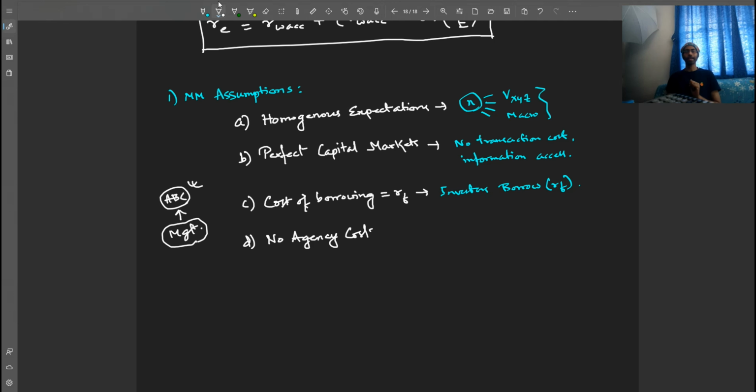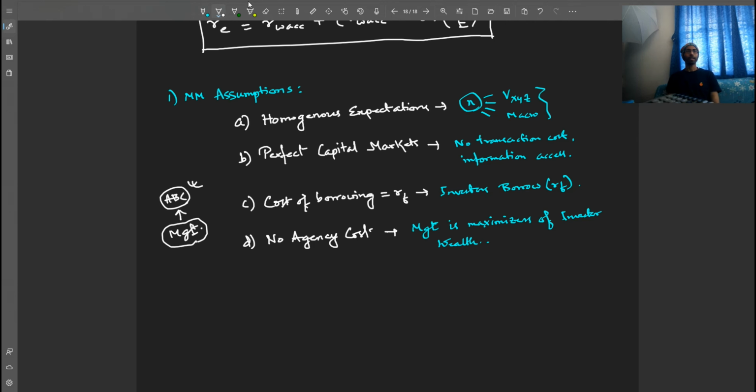So this is also a risk. If the management does not act in the investor's favor, then in the long term or in the short term, the investor will be in detriment. This is called agency risk or agency cost. Now, Miller and Modigliani assume that there are no agency costs, which means the management is ethical and works to maximize the investor's wealth. So no agency cost means management is working to maximize the investor wealth. There is no cost involved here.